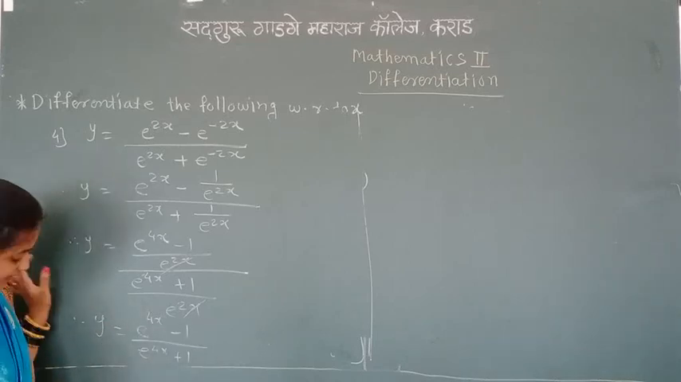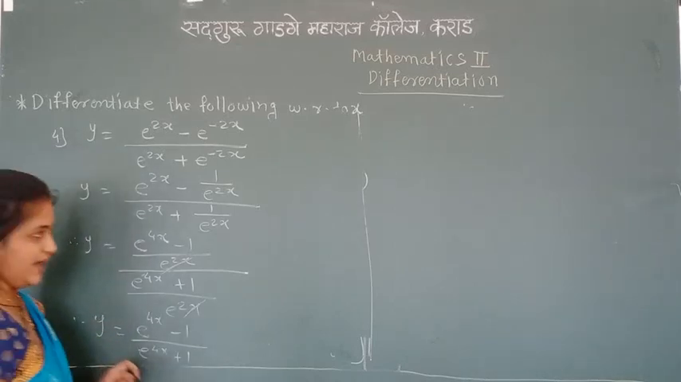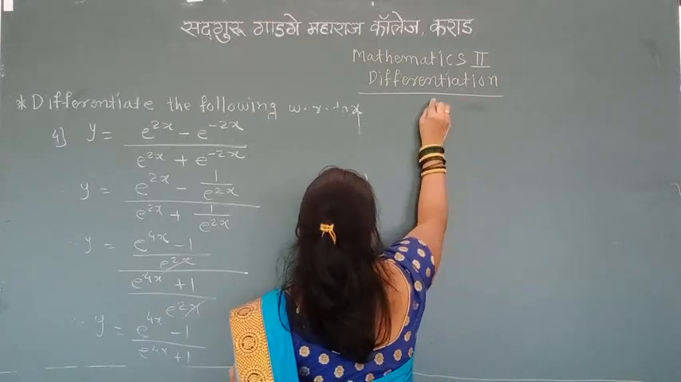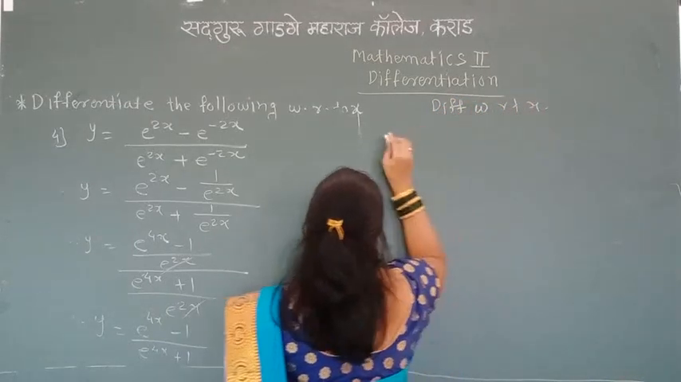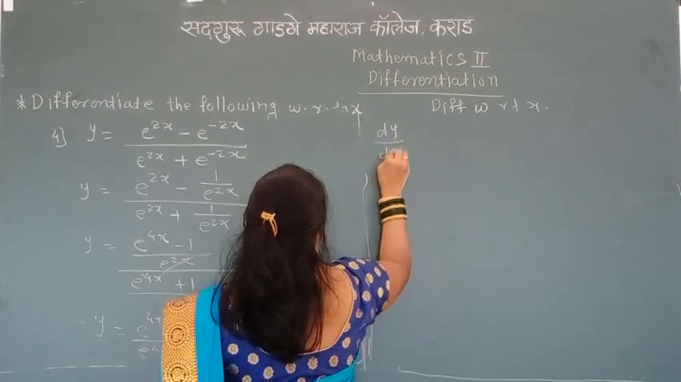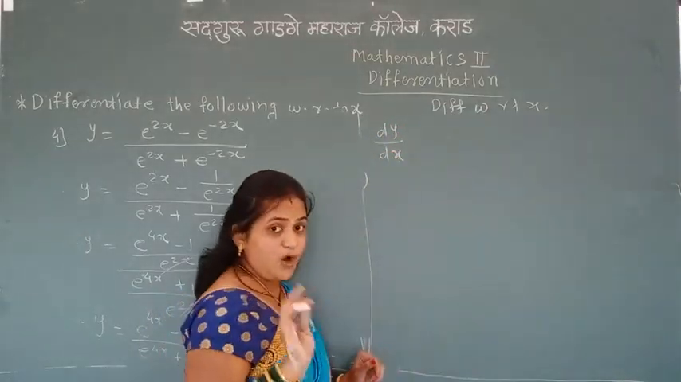Now we differentiate with respect to x by using the u divided by v rule. So differentiate with respect to x. So dy/dx is equal to, we can use the u upon v rule.